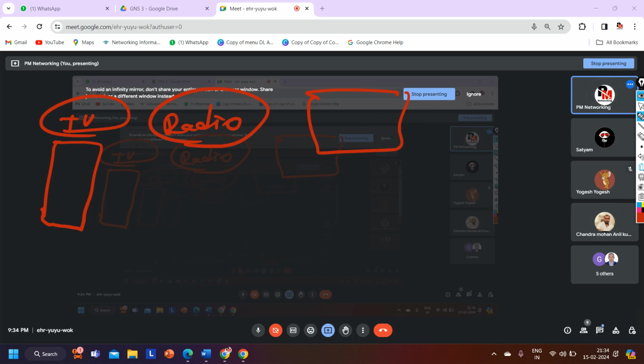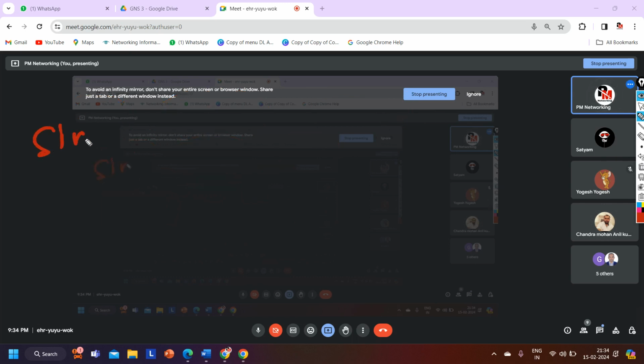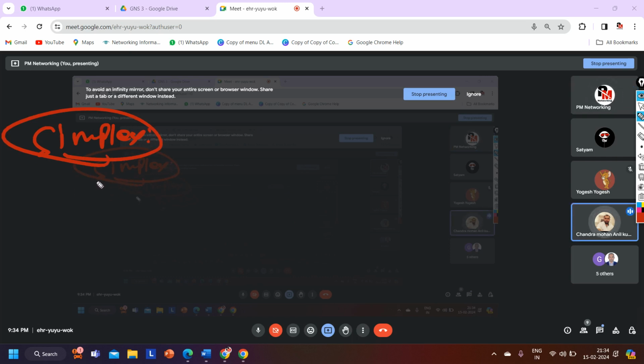Okay. So see, simplex means what? Simplex: a device which can only send the data, or which can only receive the data. Like your television can only receive the data, which means television works on which mode?